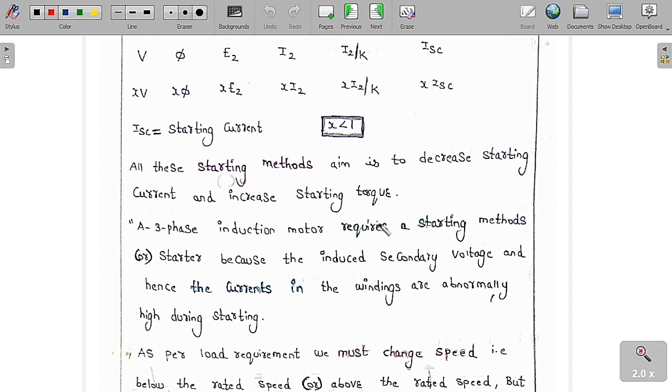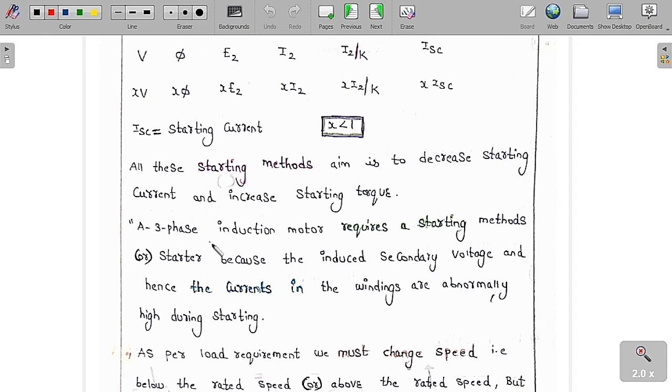All the starting methods aim to decrease the starting current with an increase in the starting torque. A three-phase induction motor requires a starting method or starter because the induced secondary voltage, and hence the currents in the windings, are abnormally high during starting.